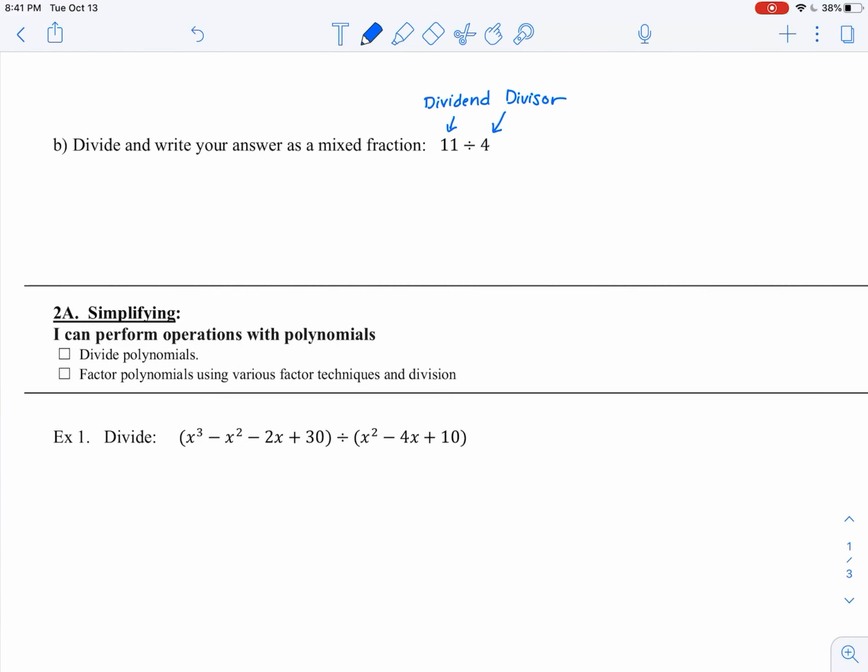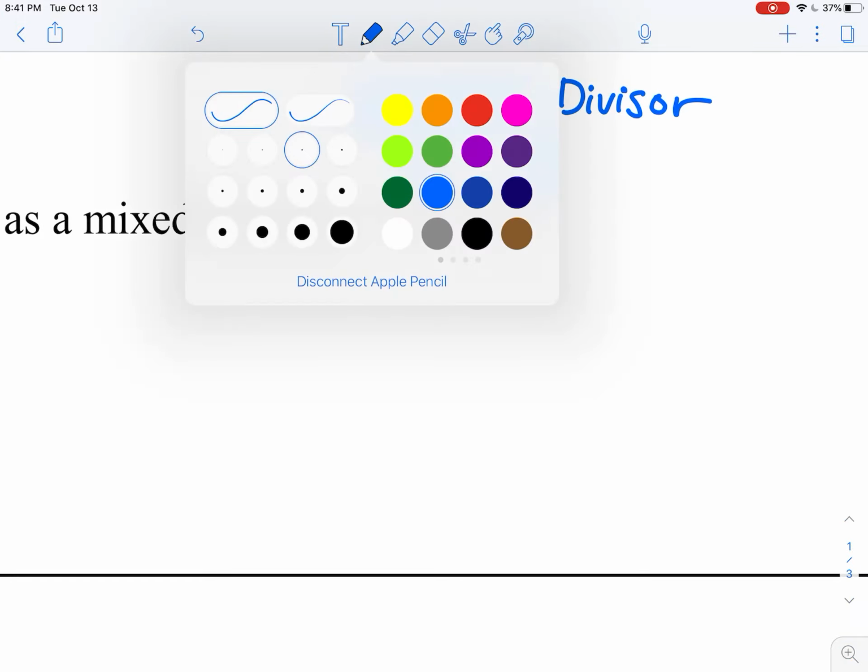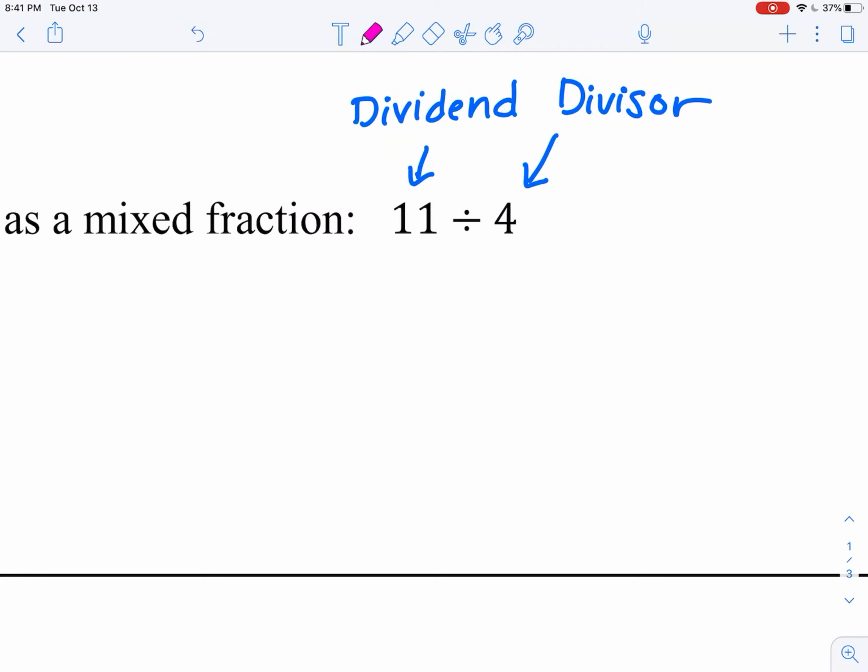Right, so today we're going to talk about dividing polynomials. And in order to do that, I thought it would be helpful for us to think about dividing numbers. So if we think about dividing 11 by 4, 11 is what we call the dividend, and 4 is what we call the divisor, and we might write it like this.